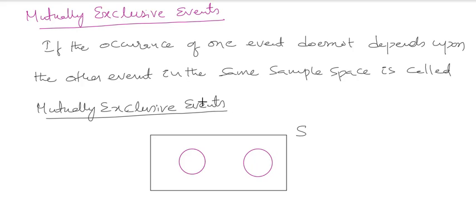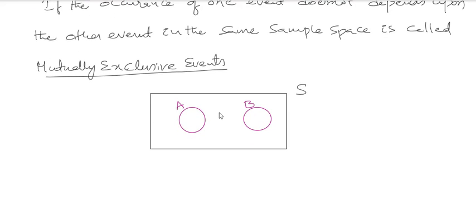This is another event. So this is event A and this is event B. If you observe here, the occurrence of A does not depend upon the occurrence of B, but it is in the same sample space, which I used to call mutually exclusive events.